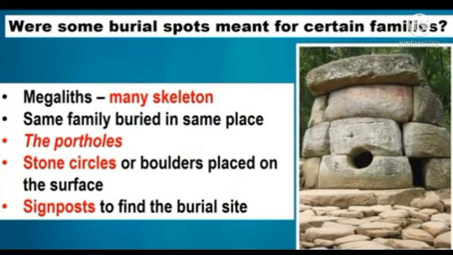Were some burial spots meant for certain families? Sometimes megaliths contain more than one skeleton. These indicate that people, perhaps belonging to the same family, were buried in the same place, though not at the same time. The bodies of those who died later were brought into the grave through the portholes. Stone circles or boulders placed on the surface probably served as signposts to find the burial site, so that people could return to the same place whenever they wanted to.